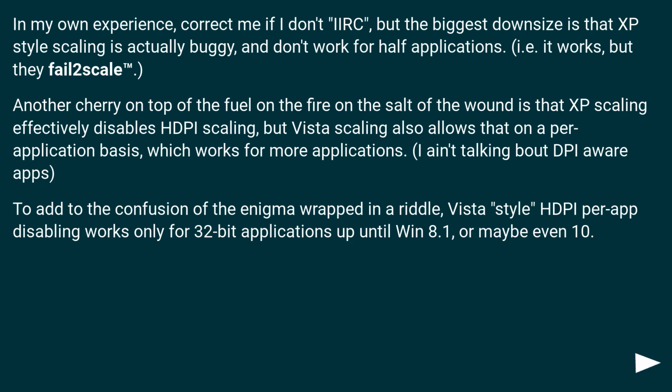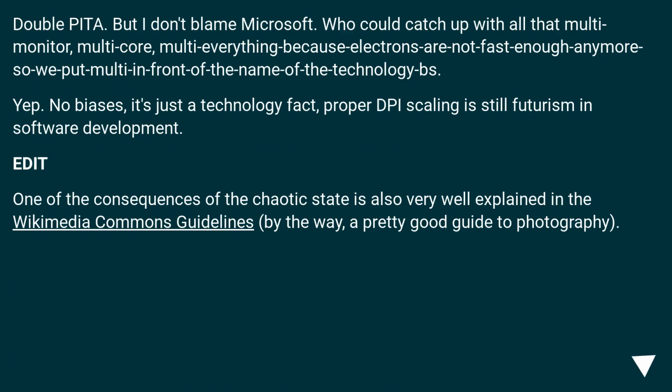To add to the confusion, Vista-style DPI per app disabling works only for 32-bit applications up until Win 8.1, or maybe even 10. Double pain. But I don't blame Microsoft. Who could catch up with all that multi-monitor, multi-core, multi-everything, because electrons are not fast enough anymore, so we put multi in front of the name of the technology. Yep. No biases, it's just a technology fact. Proper DPI scaling is still futurism in software development.